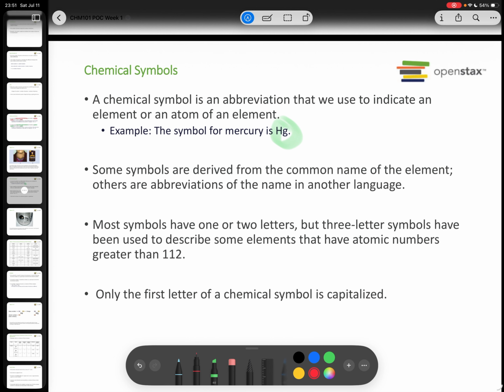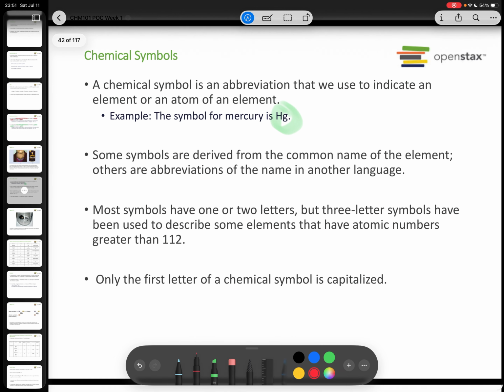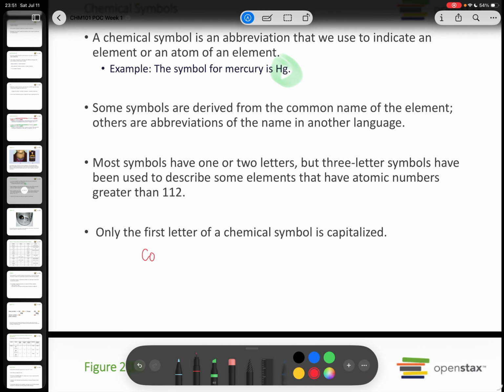So, for CO pala, CO, madali ito. CO, capital C, small o means cobalt. But capital C and capital O means carbon monoxide. Okay? So, this is a compound of carbon and oxygen. So, malaking difference yun, no? Kapag yung capitalization.